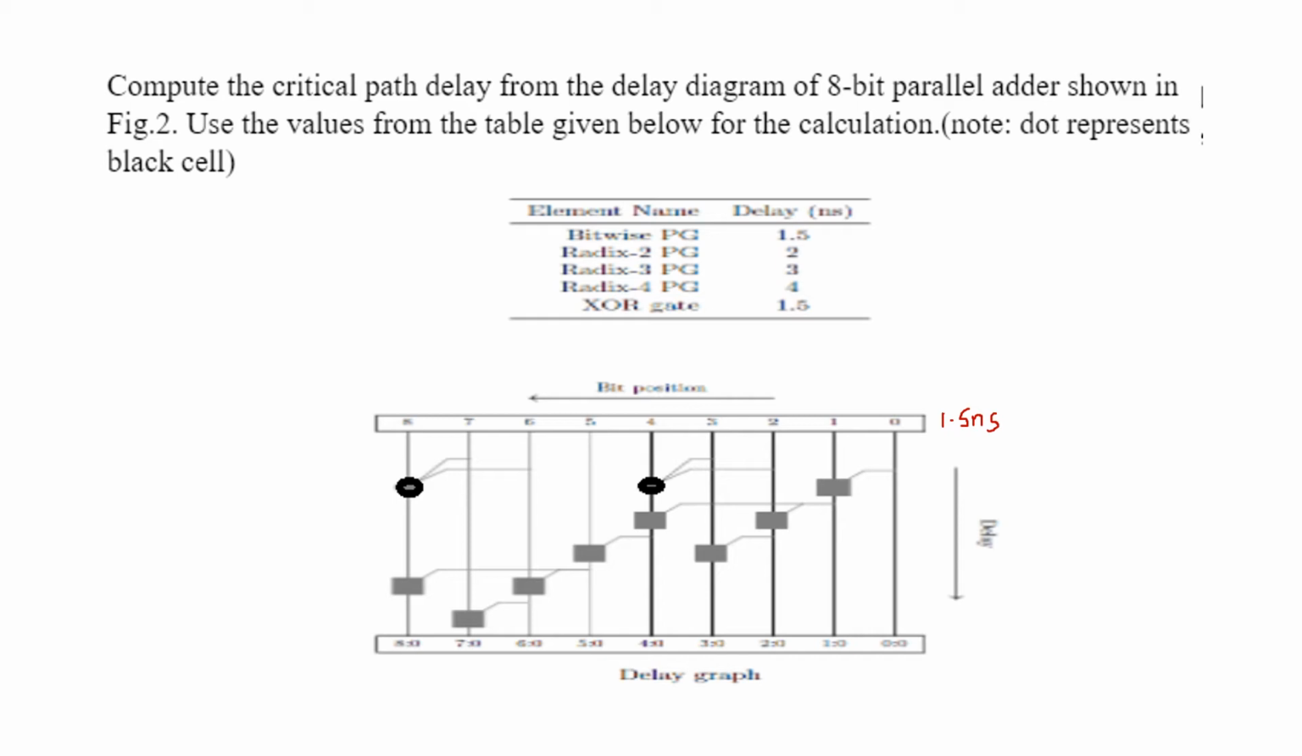So now as you can see here, these three signals can be generated in parallel. That is these two black dots or black circles, that is radix 3 PG, as well as this first gray cell here, can be executed in parallel. So that is basically this group can be executed in parallel, right?